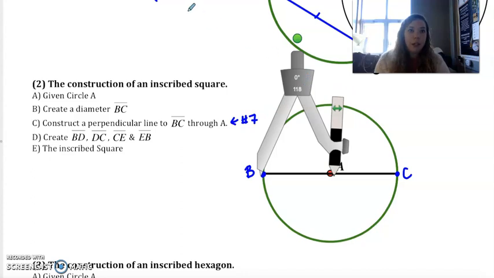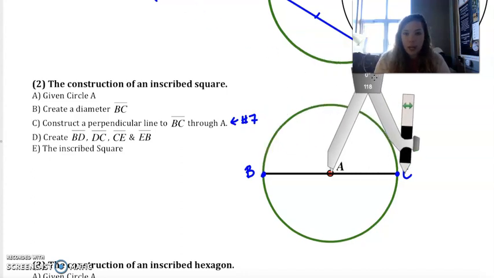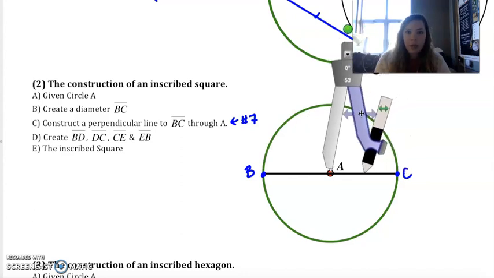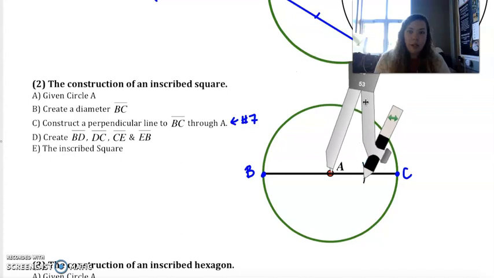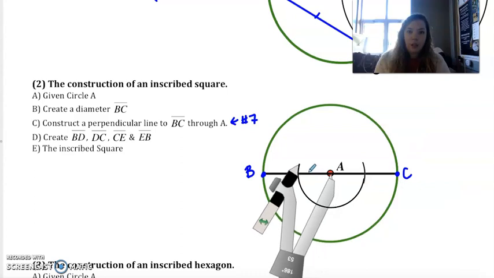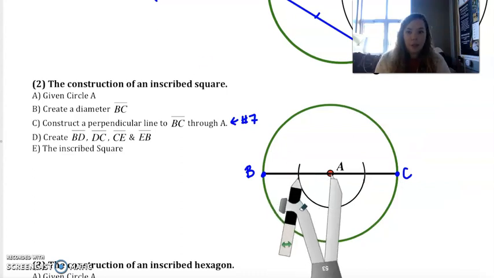So I'm going to put my pointer on A, and I want two points that are equidistant. So I will put an arc here and an arc here. Anyway, we've already used B and C, so let's just say D and E.